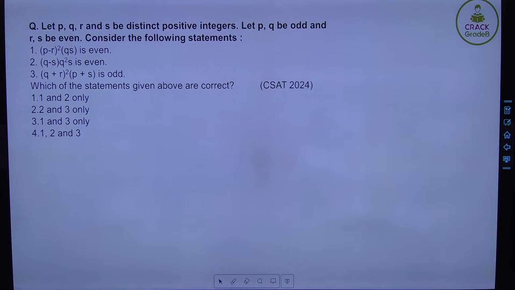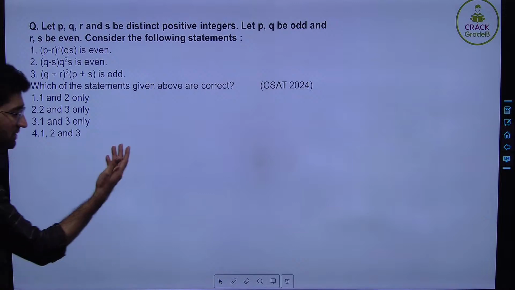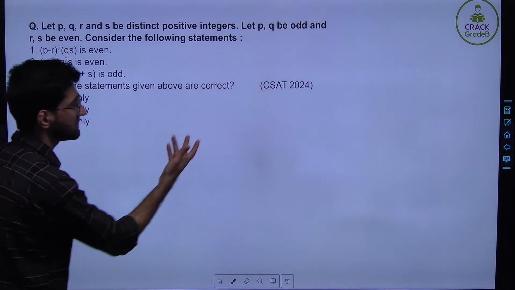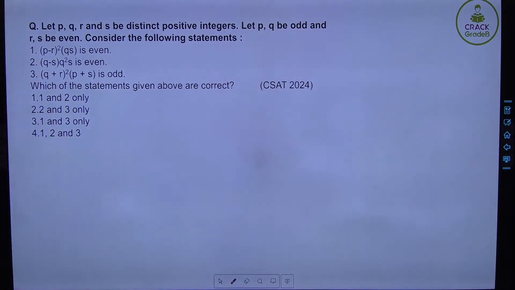If it has been given that P and Q are odd, you can take the example that P is 3, or you can say that P is 11, Q is 7, R is 10, S is 8. Try to take examples, put these values in, and check: is it even, is it odd, and you will be able to answer.